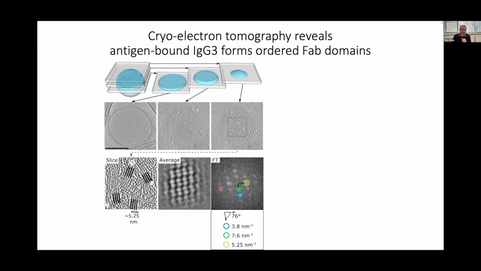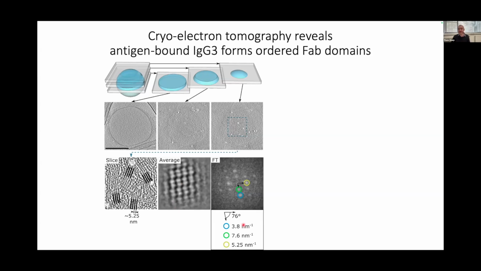So here we can actually take a Fourier transform. We can see that these stripes are separated by 5.25 nanometers in the vertical direction and 3.8 nanometers in these horizontal stripes. And the 3.8 nanometers actually come in pairs. But this gave us a lot of information about how these things are separated out. So we have 3.8 nanometers in one direction, 5.25 nanometers in the other direction.